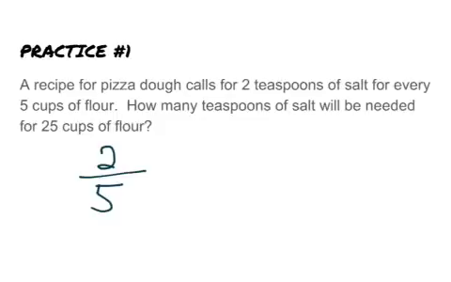Let's go ahead and label it. We have our salt here and our flour as the denominator. So we need to label that to make sure when we set up our proportion we use the same numerator and denominator as far as salt or flour. And let's read it. It says how many teaspoons of salt will be needed for 25 cups of flour. So what we're given is the flour, and that's 25 cups. And then what we're trying to solve is how much salt. So this is our proportion.